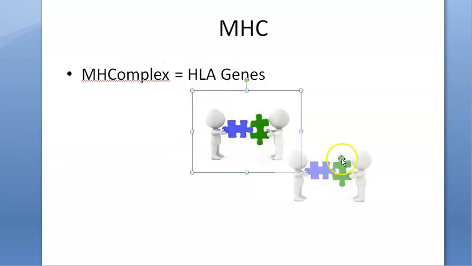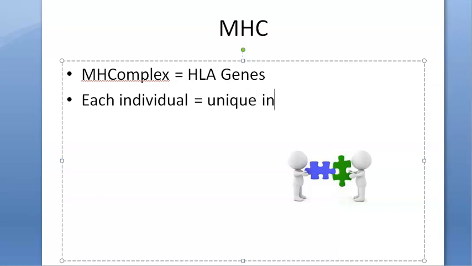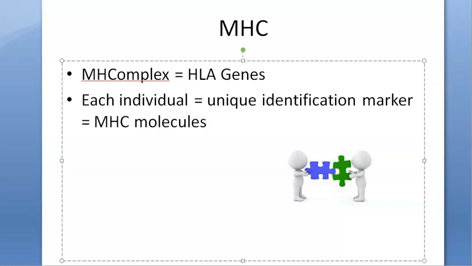Every individual, one thing they're saying is, each individual has a unique identification marker. The MHC molecules serve as a unique identification marker for every individual. You are very unique. I am very unique. So who is helping in us being unique? The MHC molecules, which are on the cell surface.